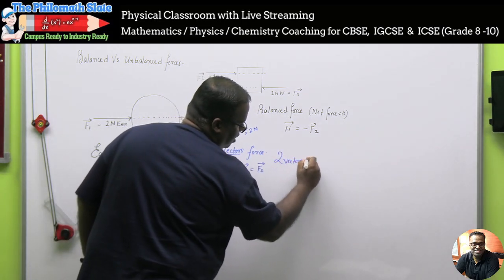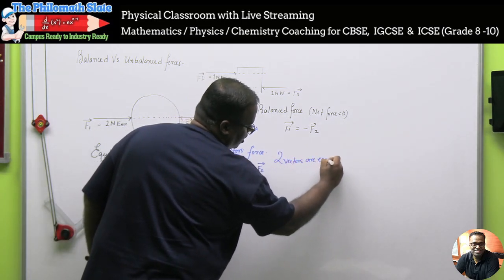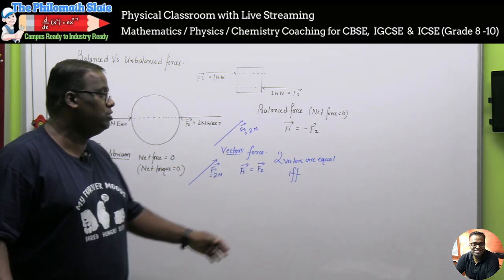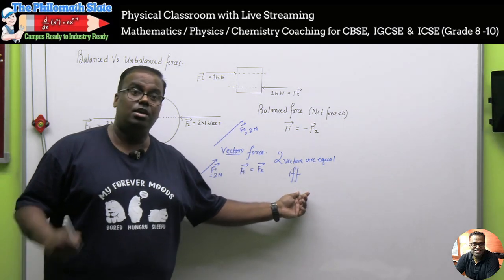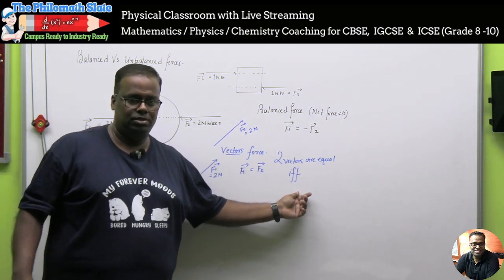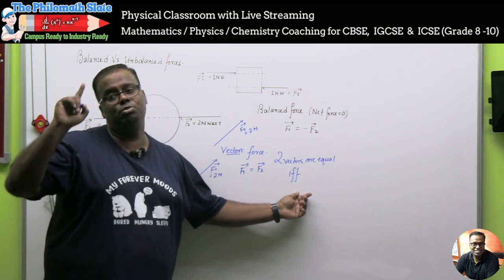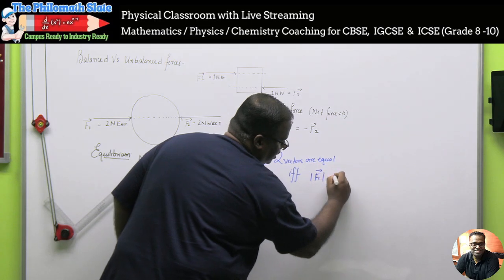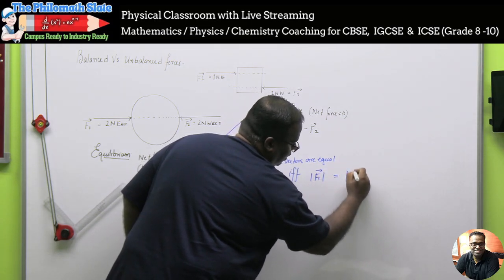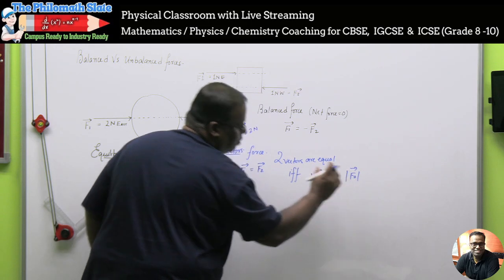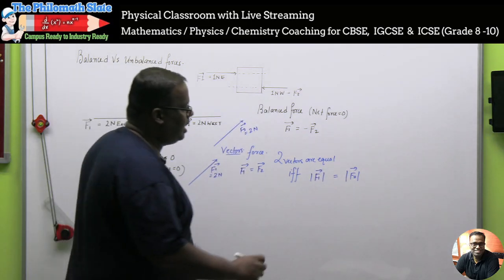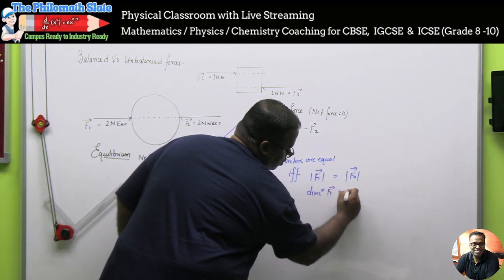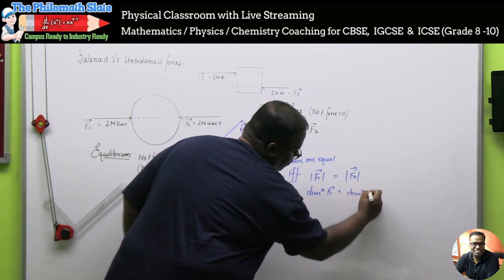Two vectors are equal IFF, I am writing. This is a word we use in mathematics. IFF means if and only if. Whatever condition I say, both have to be honored. If and only if magnitude of the vector F1 is equal to magnitude of the vector F2. Children, this means absolute value, magnitude. And direction of F1 should be equal to direction of F2.